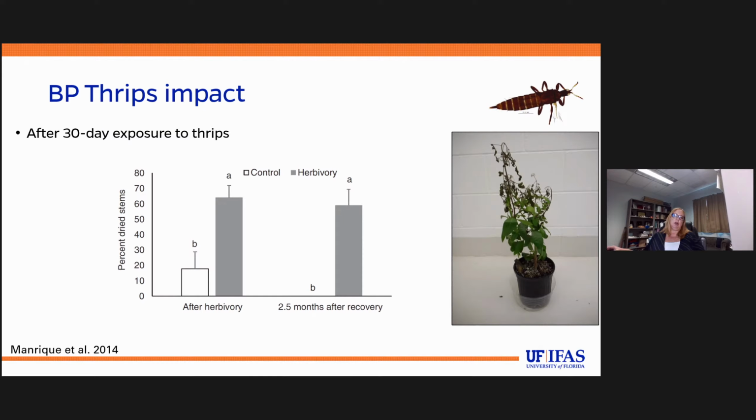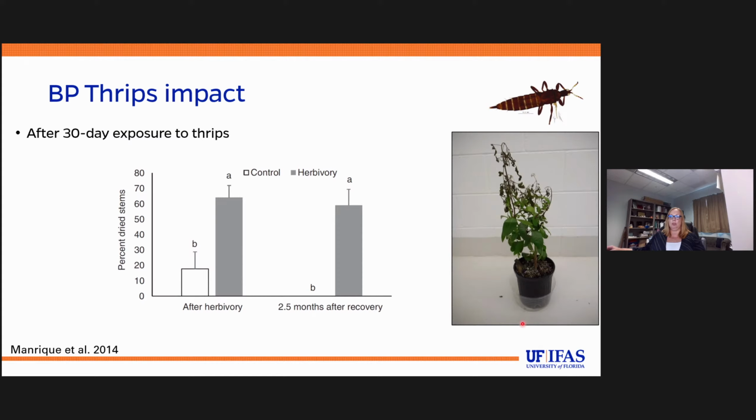So this is work done by Veronica Manrique back in 2014. So let me walk you through this. So this is after herbivory. So the thrips were put on the plants for 30 days and then removed. And they counted the percentage of dried stems. So in this gray bar right here, we've got plants that had the thrips, and in the white bar are plants that had no thrips. So you can see way more percentage of dried stems with the plants that had the thrips on them.